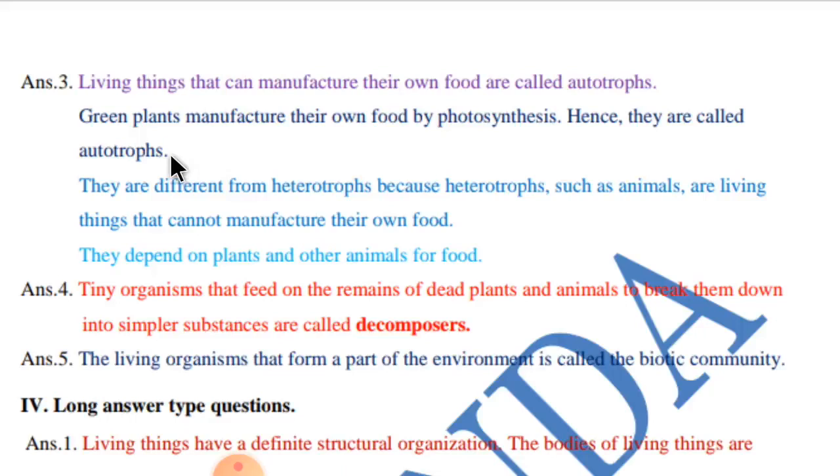And how are they different from heterotrophs? They are different because heterotrophs, such as animals, are living things that cannot manufacture their own food. They depend on plants and other animals for food. That's why they are called heterotrophs. And this is the only difference between autotrophs and heterotrophs.